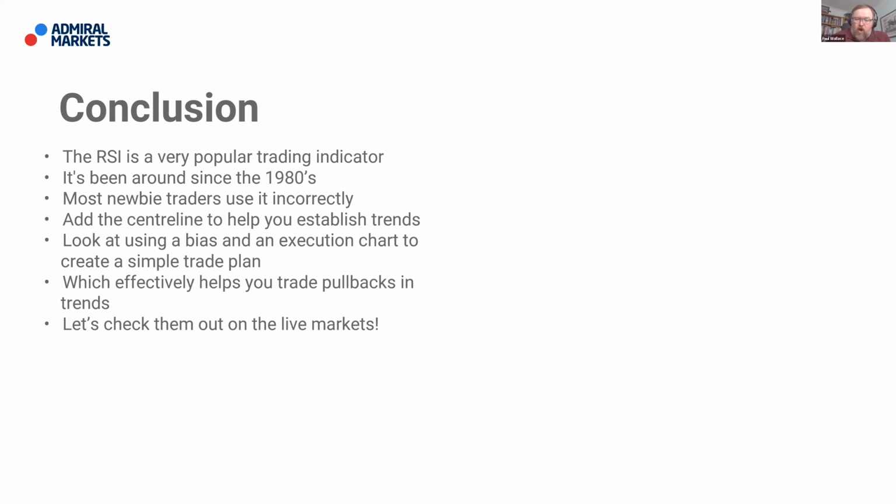So in conclusion, the RSI is a very popular trading indicator. It's been around since the 1980s, but most newbie traders use it incorrectly because they're basically just selling when it's overbought and buying when it's oversold. Add the 50 center line to help you establish trends, to establish a bias in that market, and look at using a bias chart and an execution chart to create a simple trade plan. What you're looking to do is help you trade pullbacks in trends.